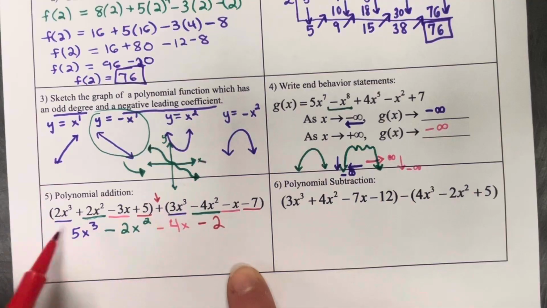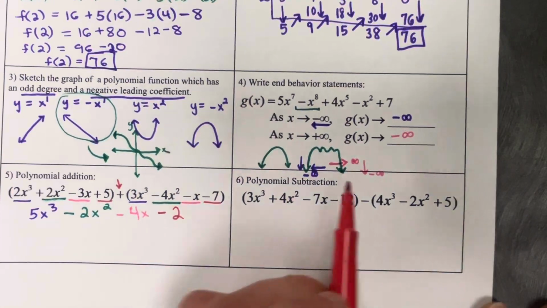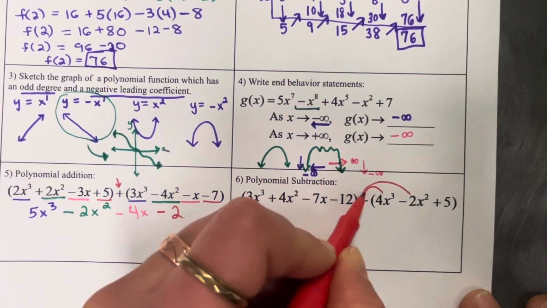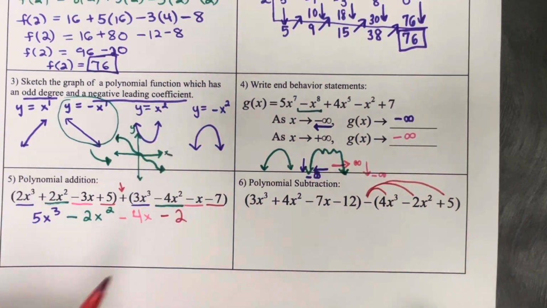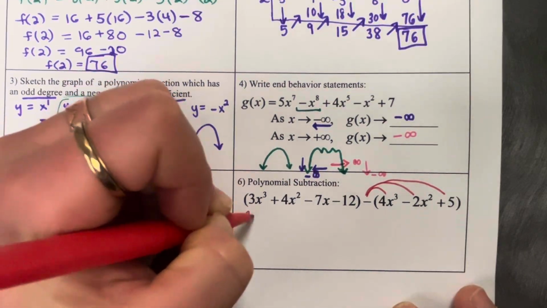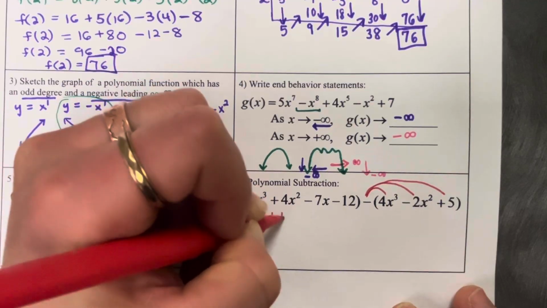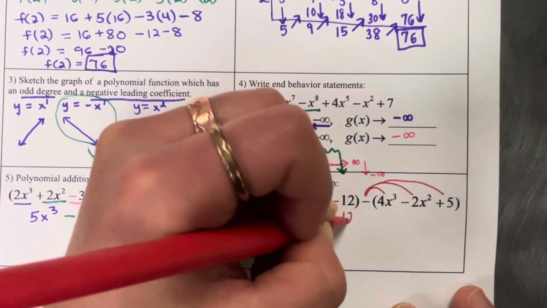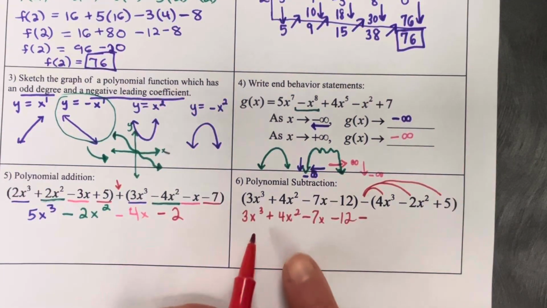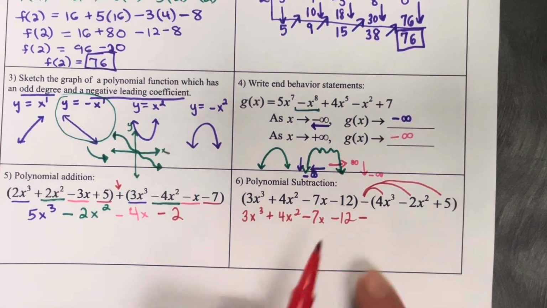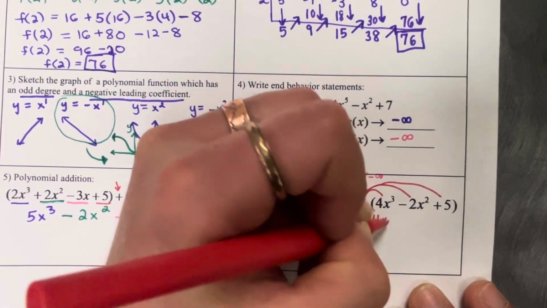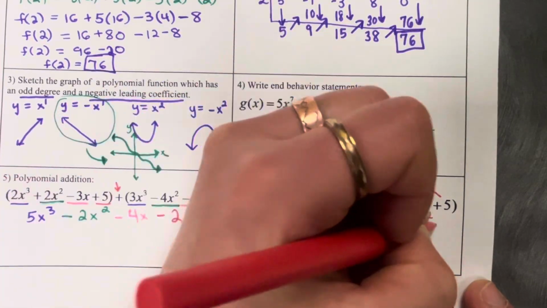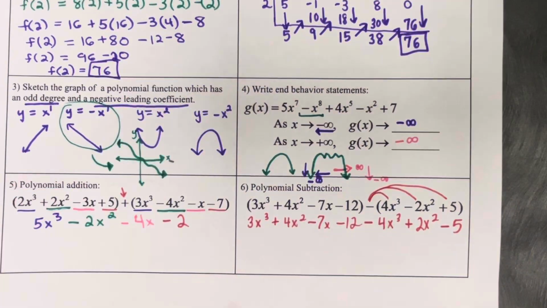So that one's pretty straightforward because it's just addition in the middle. So we don't really have to worry about the parentheses. When we have subtraction though, we do have to distribute this subtraction to every single term. So we're just going to rewrite it without parentheses to make this a simpler problem. So now we have 3x cubed plus 4x squared minus 7x minus 12 minus 4x cubed plus 2x squared, the sign changes, minus 5, the sign changes.